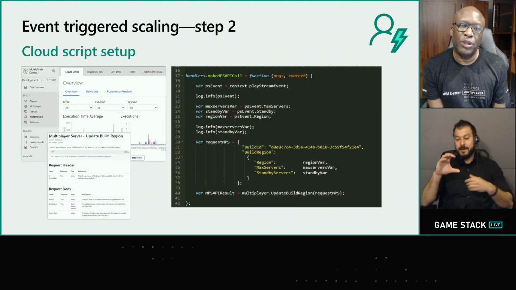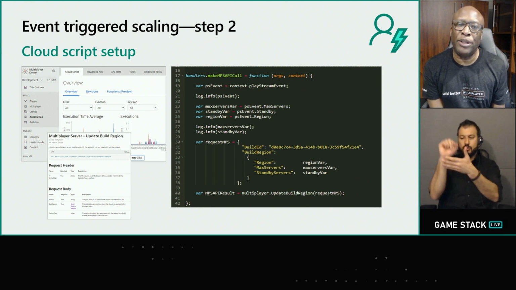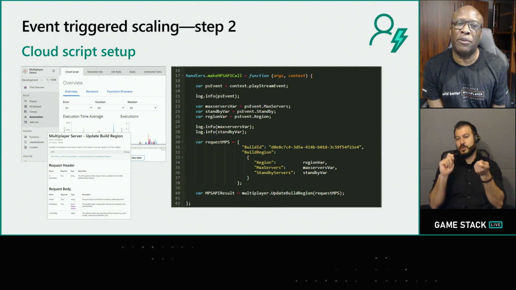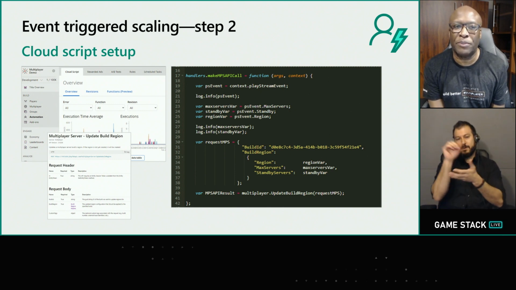In step 2, we'll set up the cloud script to call the Update Build Region API to adjust scaling levels of a game server build in a specific region. Cloud scripts are server-side code written in JavaScript and hosted by PlayFab for free. You will access the cloud script in Game Manager by selecting Automation from the sidebar navigation, then choosing the Cloud Script menu option.